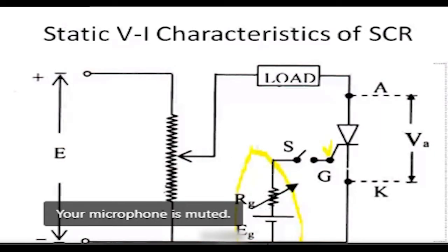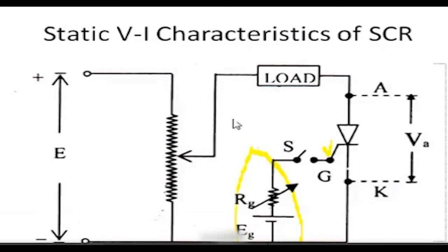Now you can see this circuit, this EG, RG, S switch. This combination is used for turning on this particular switch. Think of it like a switch. Imagine the SCR like a switch.